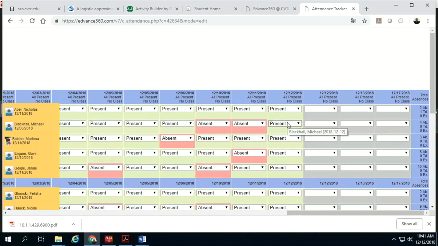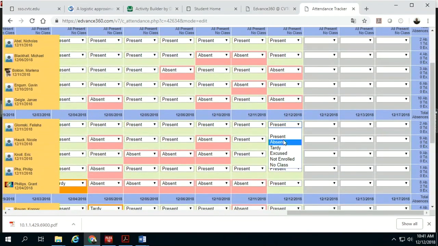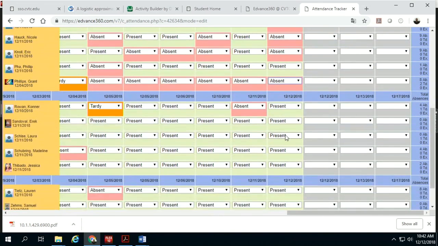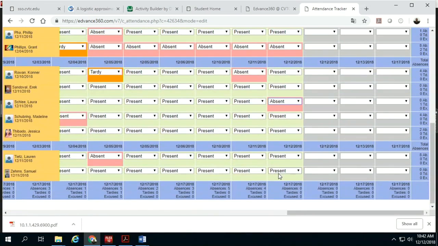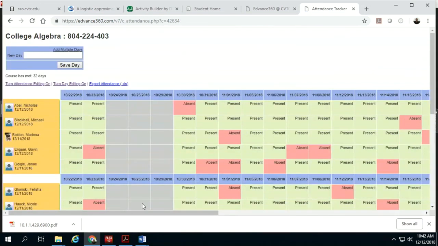Nick, Michael, absent. I'm here. Marlena. Oh, you are here. Sorry. Marlena, absent. Gavin's here. Janae's absent. Felicia's absent. Nicole's absent. Eric's absent. Phil is present. Grant is absent. Connor is present. Eric is present. Laura's absent. Madeline's present. Jessica's present. Lauren's present. And Sam's present. Okay. If you guys want to get to work on your homework, you can.